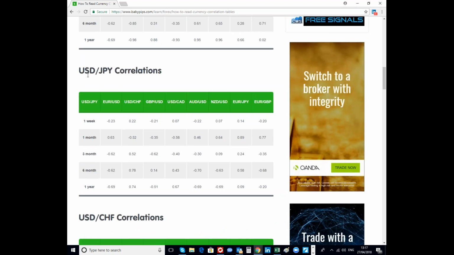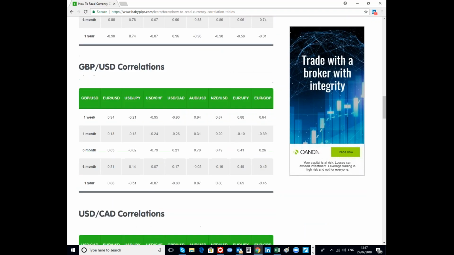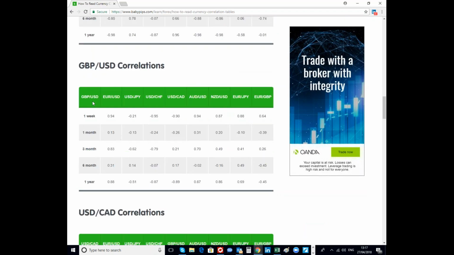These are dollar yen, so it's more yen related, but you can see how it correlates with each one. Does that make sense? So if I'm pound dollar, I can see that pound dollar over 1 week will have a 0.94. So that's quite a high correlation. Do you see what I mean?